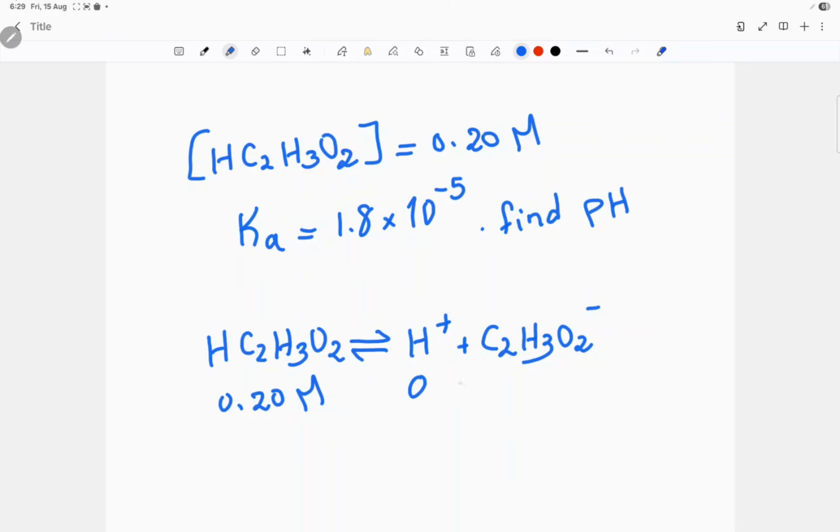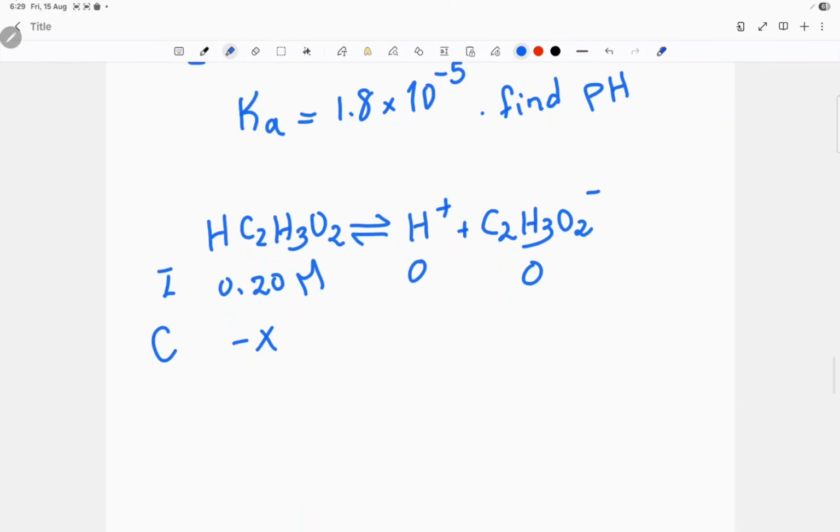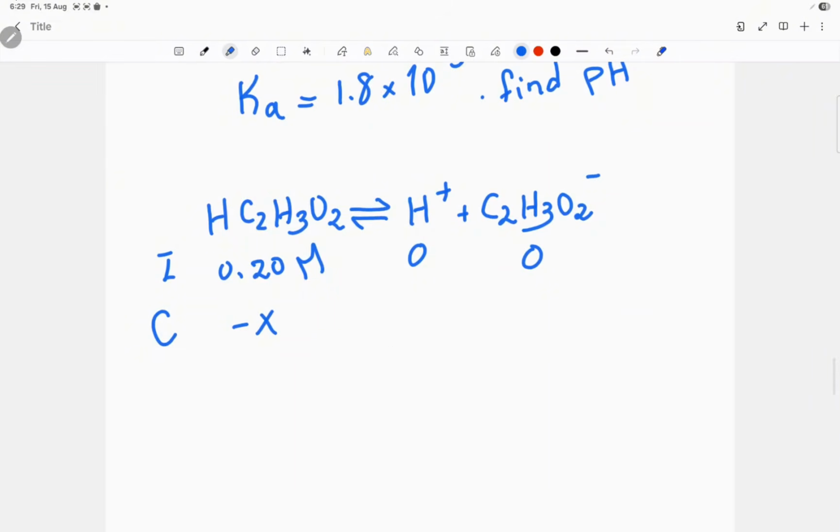I draw the ICE table. This is 0 and this is 0 initially. Change: minus x, minus x. Only minus x? You mean plus x? Yeah, I should do that next time. How about the E? Add them up. Very easy, right? 0.20 minus x, x, x.